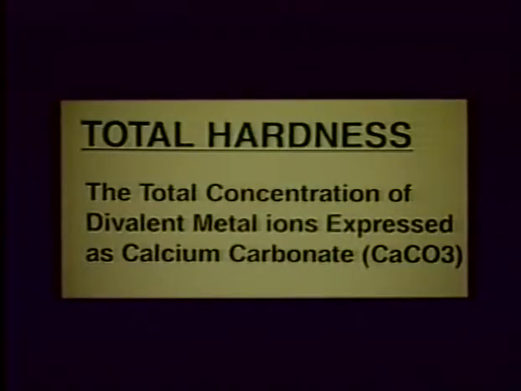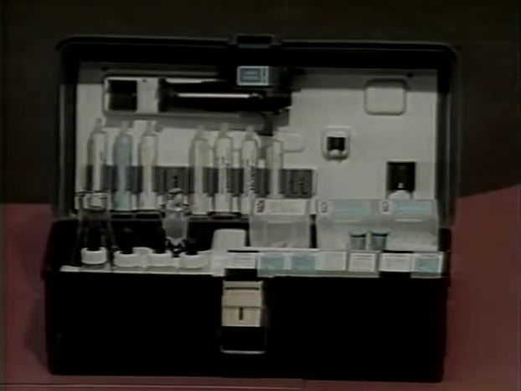Total hardness refers to the total concentration of divalent metal ions expressed as calcium carbonate. In most waters, calcium and magnesium are the principal ions which make up total hardness. Alkalinity and hardness may be measured through the use of test kits such as this one. Kits such as this are relatively inexpensive and include supplies for testing other water quality parameters which will be discussed in subsequent tapes of this series. Kits may be purchased from scientific supply companies.